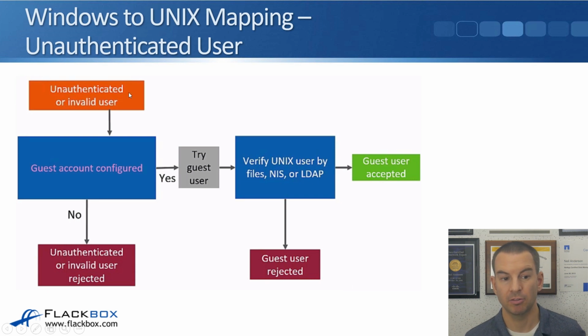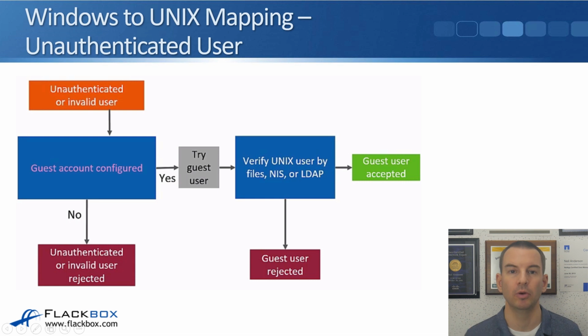How about, still doing Windows to Unix mapping, if the user is unauthenticated or an invalid user? Well, at that point, the system will check, is the guest account configured? It is not by default. If the guest account is not configured, they're an unauthenticated or invalid user, then they will be rejected. They do not get access to that file or folder. If you have configured the guest account, then it will try the guest user. Again, it's going to verify that by files, NIS, or LDAP, and then the guest user is either going to be accepted, given access to the file or folder, or they're going to be rejected.